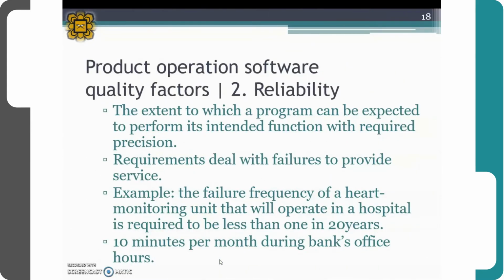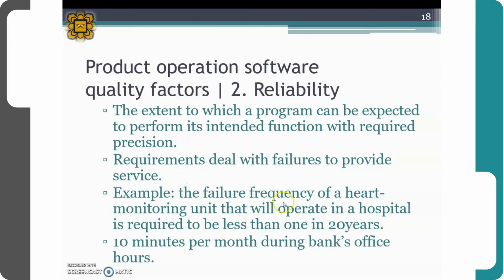Okay. The second one is reliability. The definition is the extent to which a program can be expected to perform its intended function with required precision. So it deals with failures to provide service. The common way of documenting the reliability quality factor is to represent it in terms of failures to provide service, instead of being able to provide the service, so this is the opposite way.